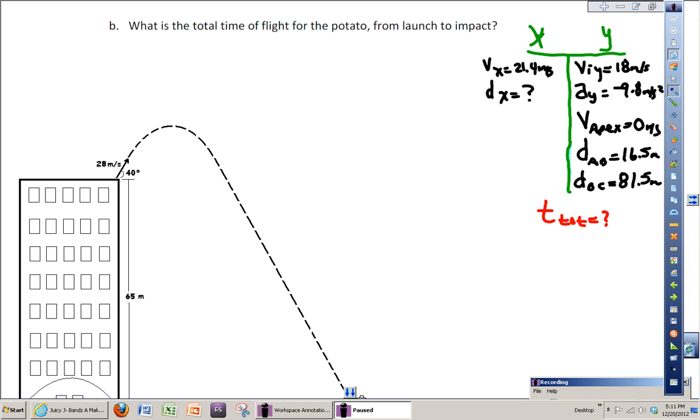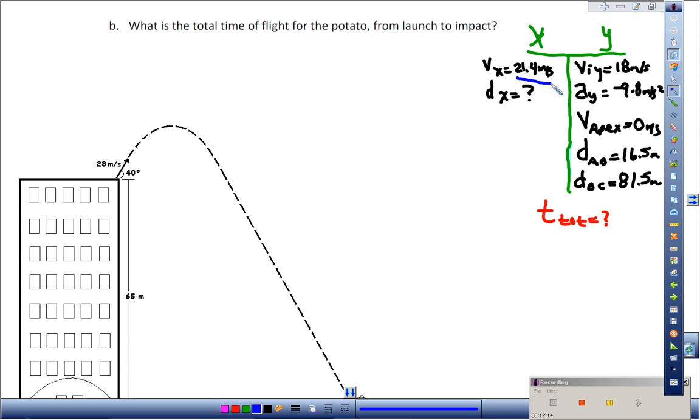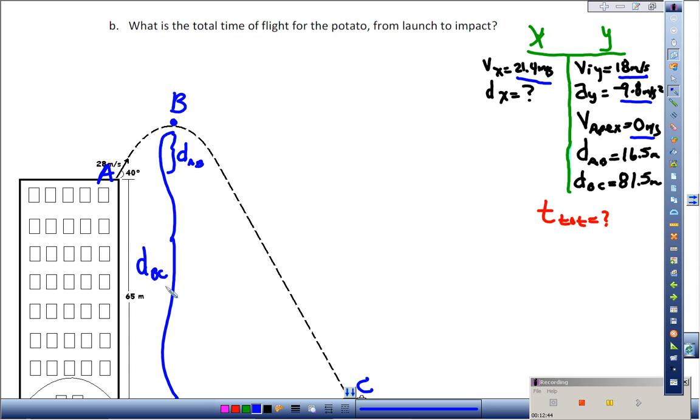Well, before we do that, I want you to see how our menu has updated, the things that we know. Again, we have the velocity in the x direction, we've known that, as well as the initial velocity in the vertical direction, and the acceleration in the vertical direction, and the velocity at the apex, again, which is right there in the vertical direction. But we've also found the height that we are above the roof. We could call that the distance from A to B, if I label my points A, B, and C. And then we also know the maximum height of this thing, which is the distance from B to C.